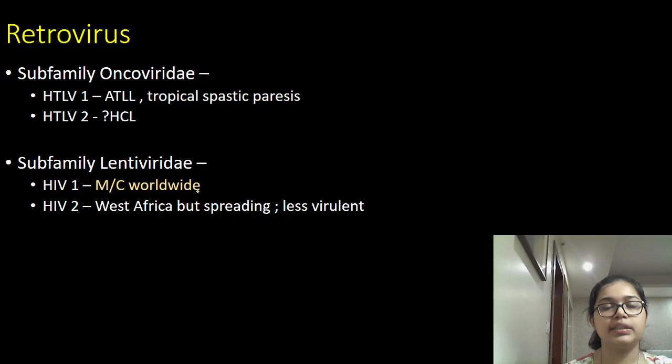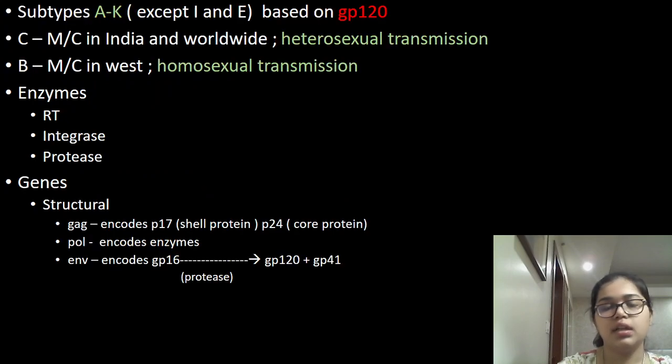Retrovirus. There are two subfamilies, Oncoviridae and Lentiviridae, and Lentiviridae is much more important. Coming to Lentiviridae, there are various subtypes from A to K except I and E, based on glycoprotein 120. That is the basis of the classification. Type C is most common in India, transmitted heterosexually, whereas B is more common in the West, transmitted homosexually.